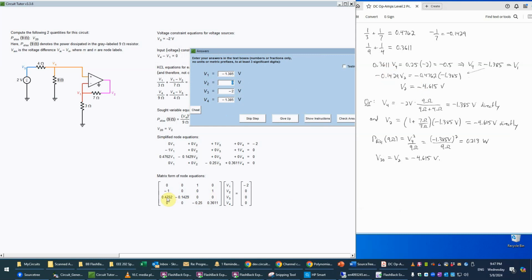So now we'll use this equation that involves V1 and V2, and we just determined V1, so we can basically solve that for V2. So we just take the minus 0.1429 times V2, or actually just up here is probably easier, and then bring this term over to the right. So we have minus 0.4762 times V1, and we just determined that as the minus 1.385, put that in there, and then just do the arithmetic here, dividing by this, of course, and that gives us a minus 4.615.